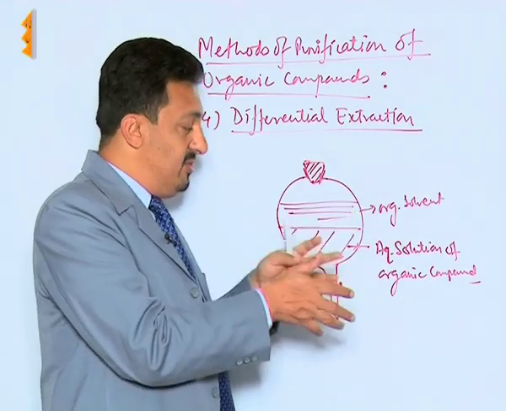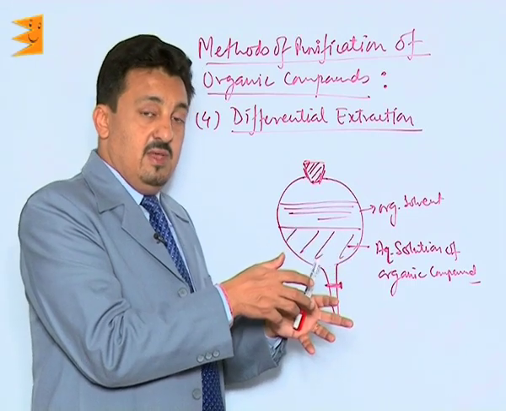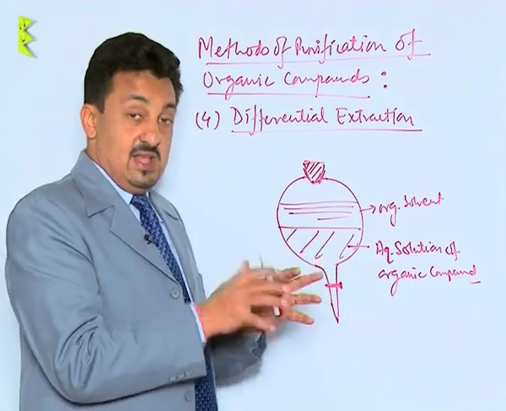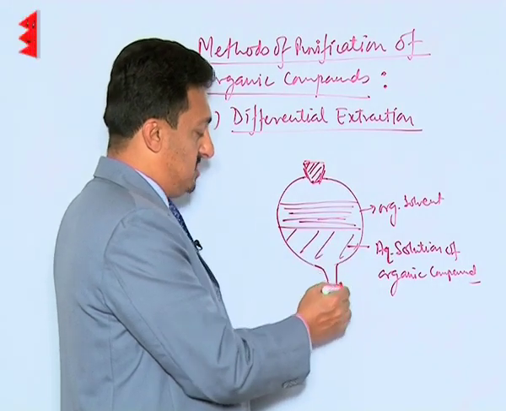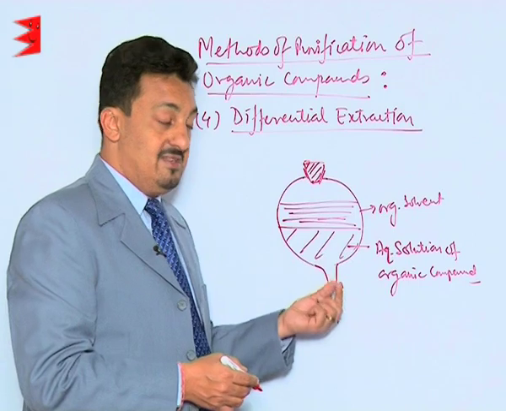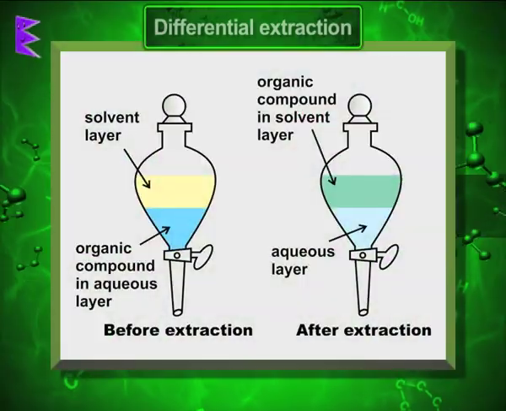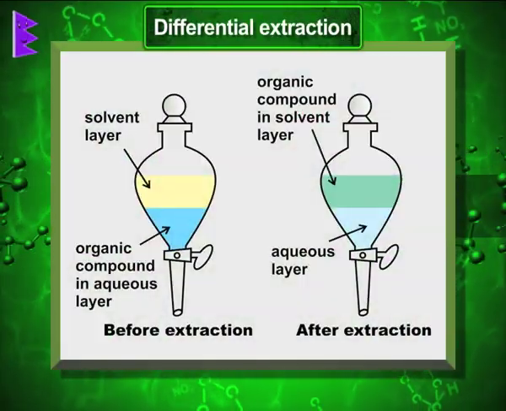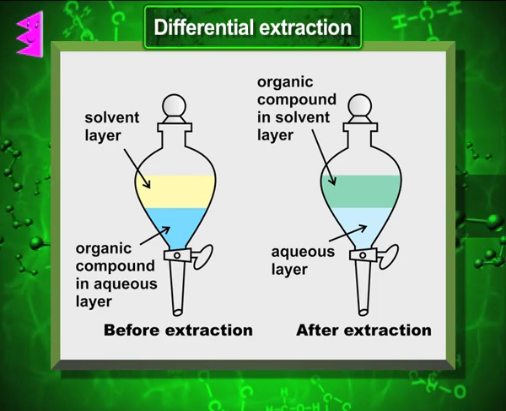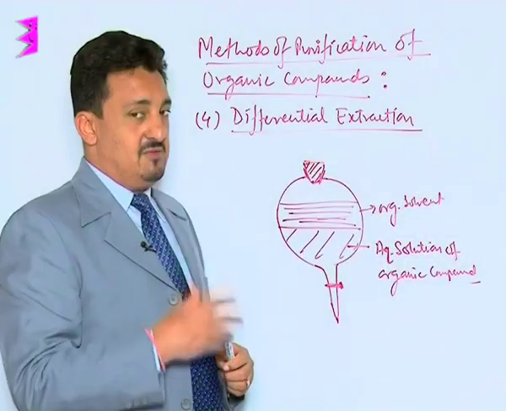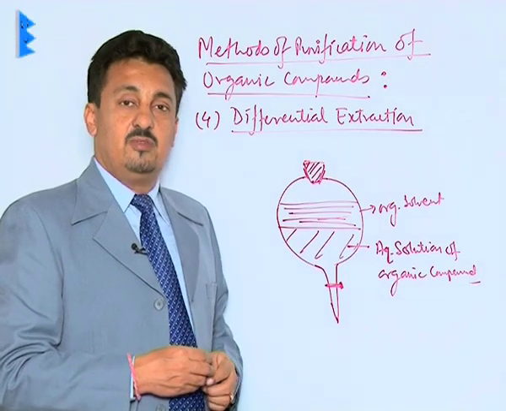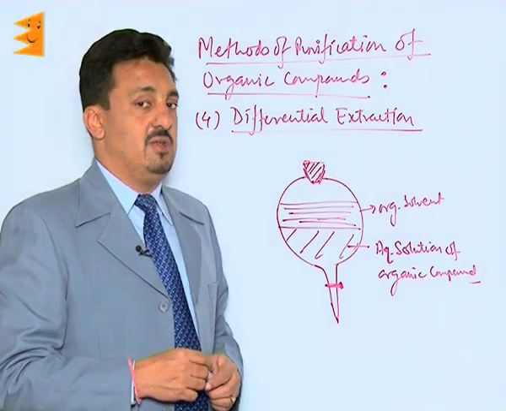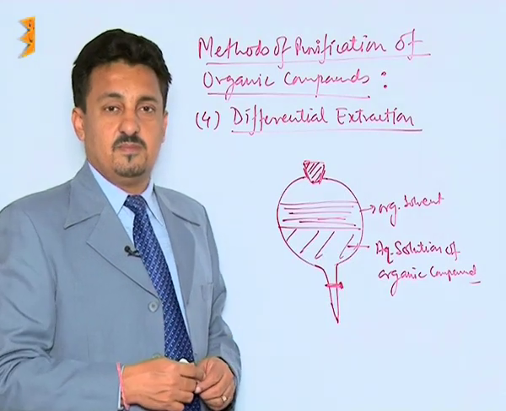we let these two layers of the organic solvent and the water settle down. We know that they will form two separate layers, and after opening this top cork, we can easily separate the two layers, and this is how we can easily take out the organic compound from its aqueous solution. So this kind of method is mainly used for extracting organic compounds on the basis of the difference in their solubilities in aqueous and in organic medium.